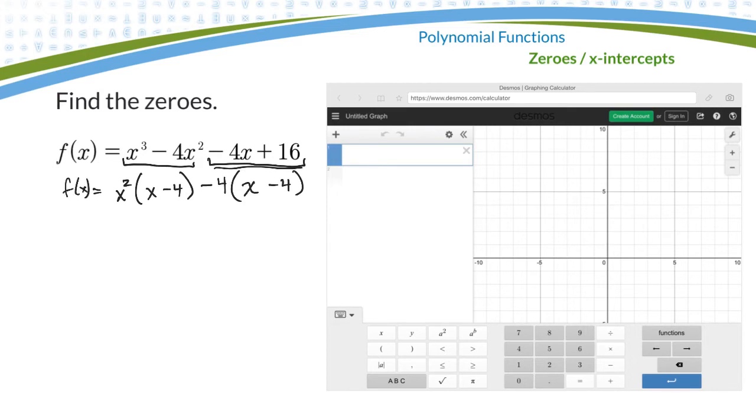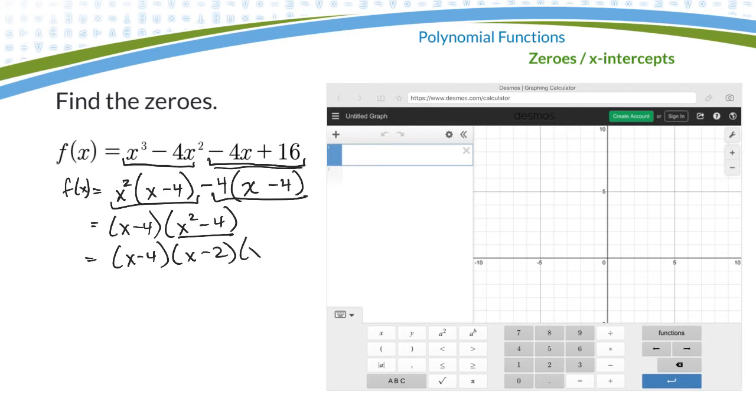Then, since the x minus 4s are common, I can pull an x minus 4 out, and I'll be left with x squared minus 4. Oh, and then I can factor that too. So it'll be x minus 4, and this is the difference of squares, so x minus 2, x plus 2. So notice my degree is 3, and I wind up with 3 factors. From those factors, I'll get 3 zeros. So x equals 4, x equals 2, and x equals -2 when I equate that to 0.